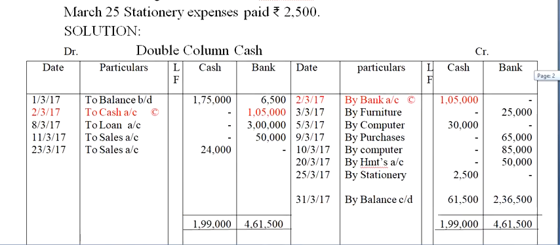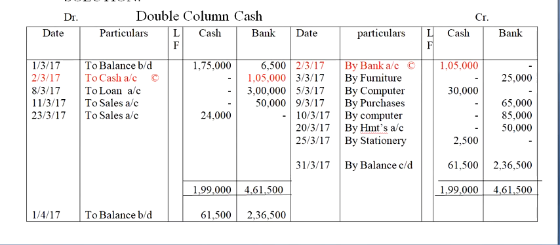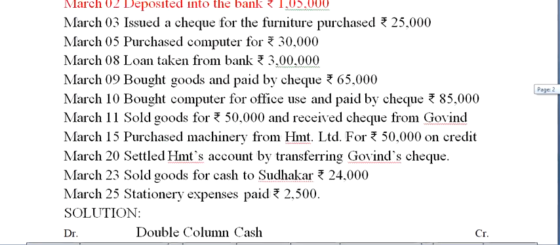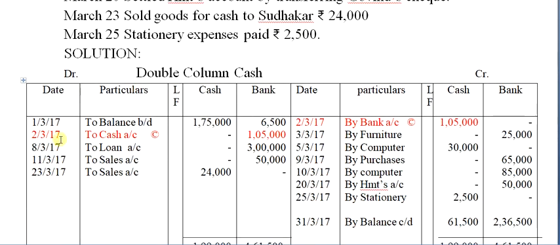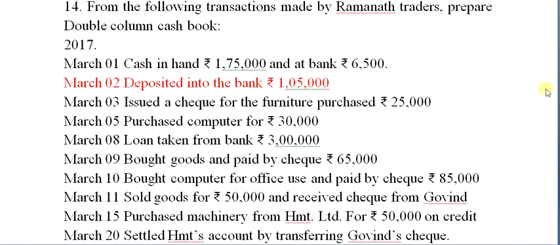Now moving on to the solution in the double column cash book. Debit, credit, date, particulars, LF, cash, bank; date, particulars, LF, cash, bank. Now moving to the first point, what is given? 2017 March 1st, cash in hand rupees 1,75,000 and at bank rupees 6,500. So both are the opening balances. Debit balance on which date? On March 1st. So under the debit side, 1st March 2017, to balance brought down, 1,75,000 and 6,500, the cash balance and that is the bank balance, my dear students.